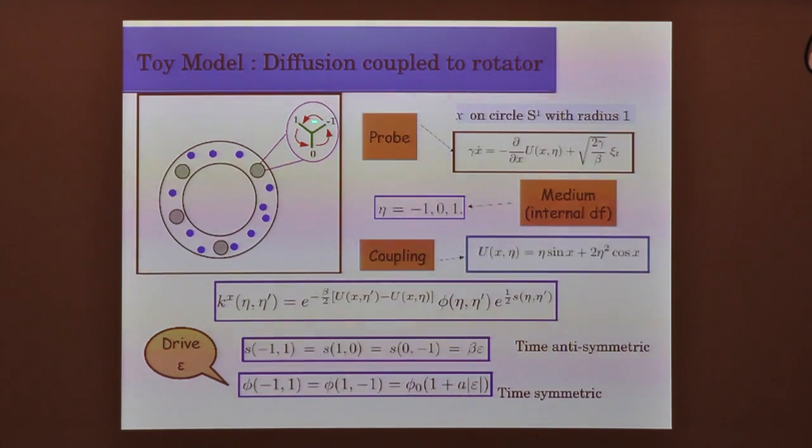When this three-state process is given a drive, so this is a rotation in some space, we want to see what happens to the probe on this circle. Is the question clear?